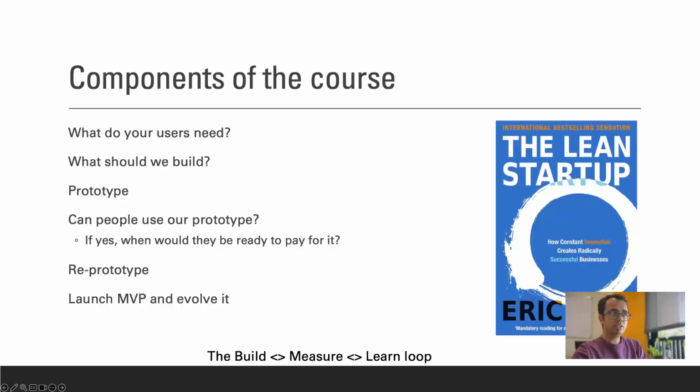So in this course, these are the components. We want to talk about what do your users need, what should we build, what is the prototype that you can create, but can also people use a prototype? Can you test whether people are able to use a prototype? And finally, take the feedback from these interactions, re-prototype, and launch an MVP and evolve it. Right? So this is what we're trying to do in this particular course.